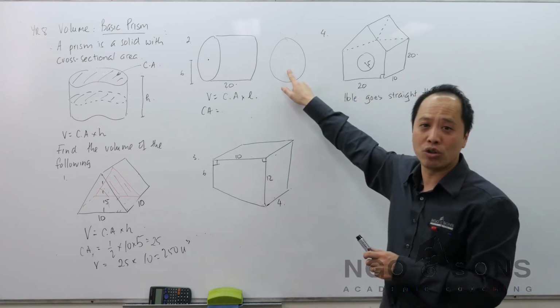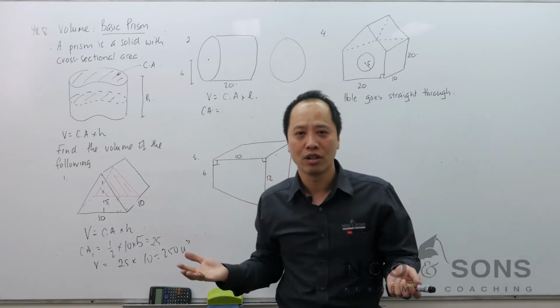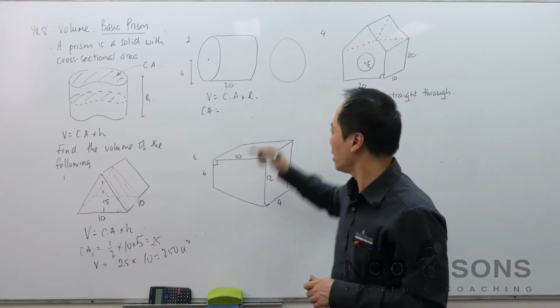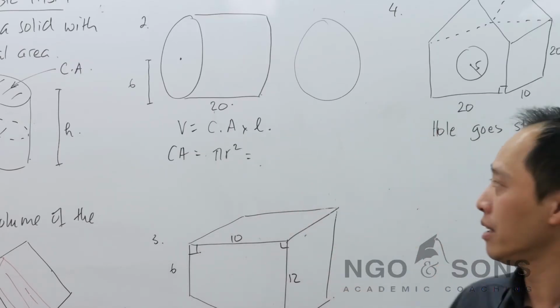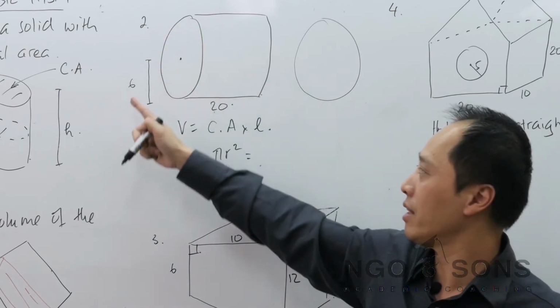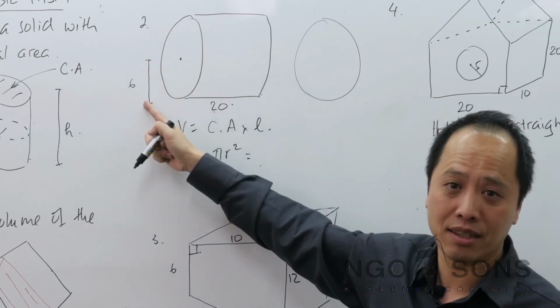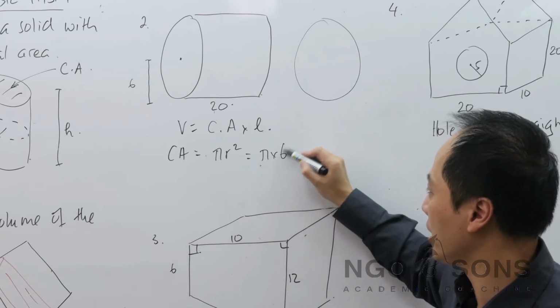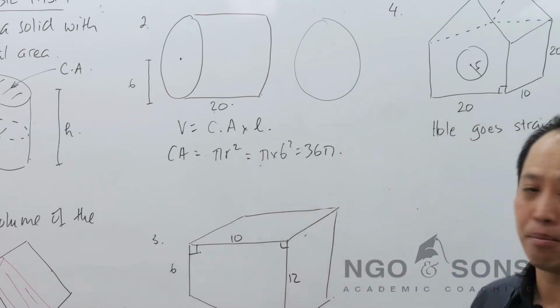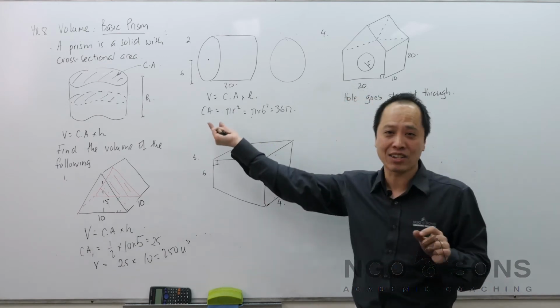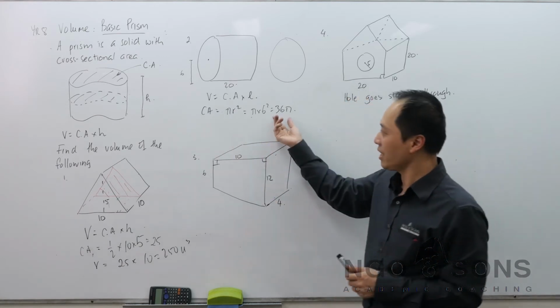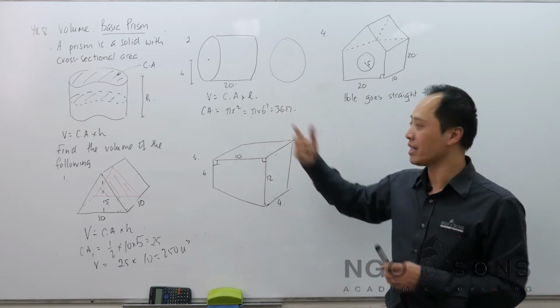Well, it's a circle, and we know the area of a circle is pi r squared. So we write pi r squared, which is equal to, well, what's the radius? You can clearly see from this picture that the radius is equal to 6. So it's pi times 6 squared, which is 36 pi. So that's the hard bit. The hard bit is actually the area. Okay, so now we found the cross-section area. Let's go and find the volume.